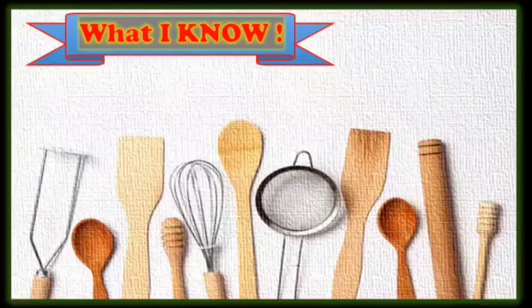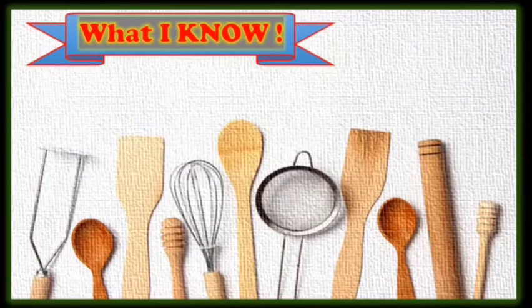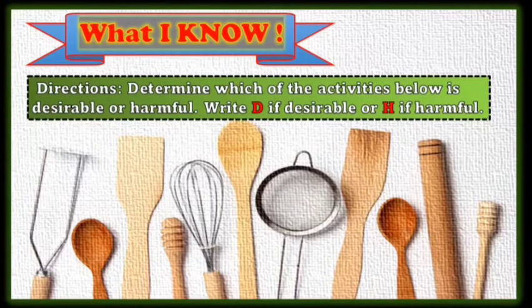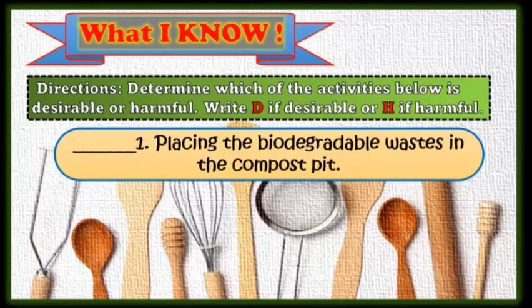Before we proceed to our discussion, let me see what you know. All you have to do is determine which of the activities is desirable or harmful. Write D if desirable or H if it's harmful. For item number 1, placing the biodegradable waste in the compost pit. Is that desirable or harmful? Very good. That is desirable.